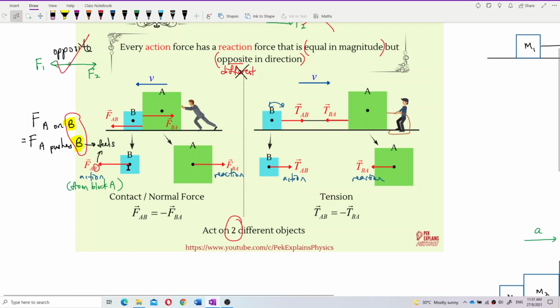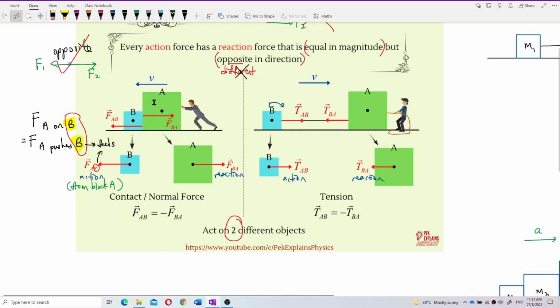B experiences the force. Then A pushes B. FAB means A pushes B. Who feels the force? B feels the force. It's like FA pushes B. That's the action force, so this force actually comes from A. This FAB actually comes from A because A pushes B. Understand?